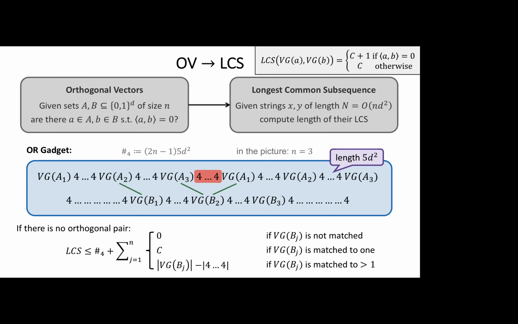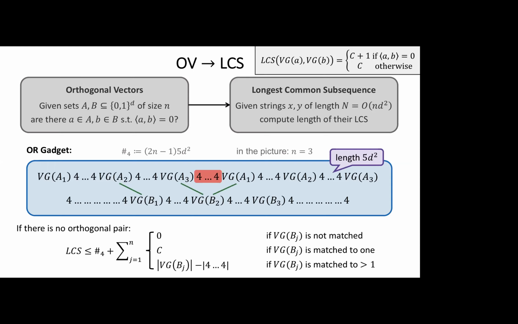Now there are several cases of what can happen here. For example, if no symbol in the vector gadget of bj is matched, well then it doesn't contribute to the LCS, so we get a contribution of zero. If the vector gadget of bj is matched to exactly one vector gadget in the top string, as on the left here, then we know what happens. The contribution is c, right? Because matching one vector gadget to one other vector gadget expresses orthogonality. And as we are in the case that there is no orthogonal pair, what we get is always c.